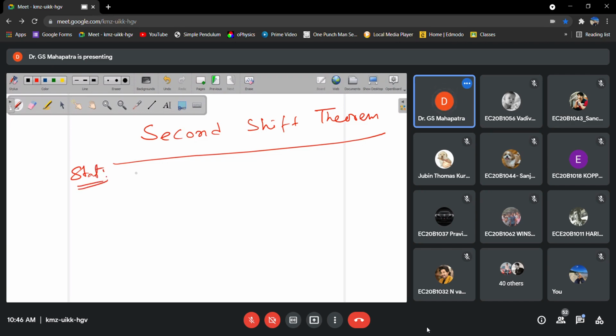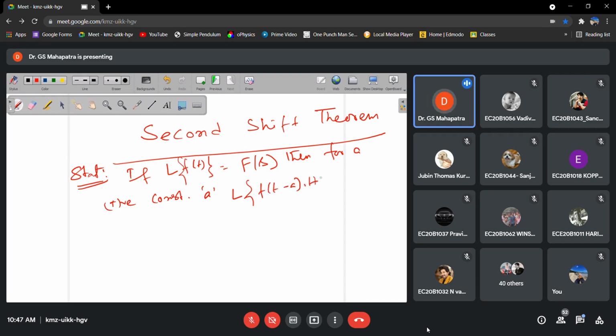The statement is: if Laplace transform of f of t equals capital F of s, then for a positive constant a, the Laplace transform of f of t minus a into Heaviside function h of t minus a equals e to the power minus as into capital F of s.